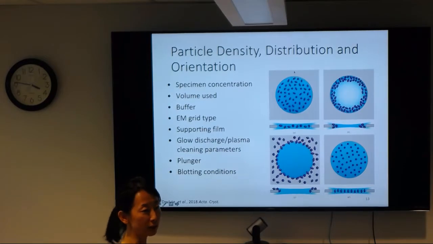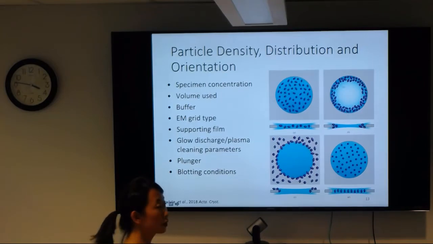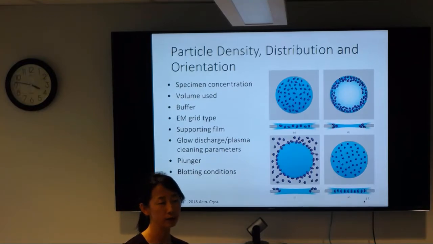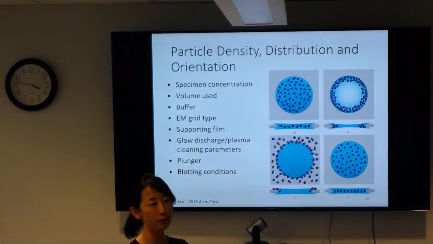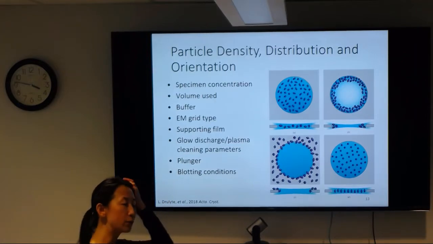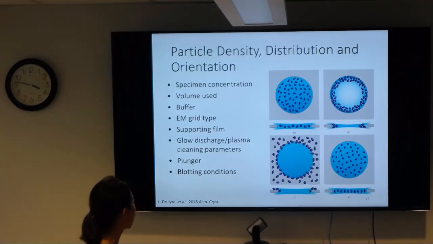Good concentration, evenly distributed. But sometimes the concentration is good, but the particles go to the place you don't want them to be, like on the carbon membrane, or this one shows all of them with preferred orientation. There are several issues, many issues, before you have a ready-to-use grid to put into the microscope.